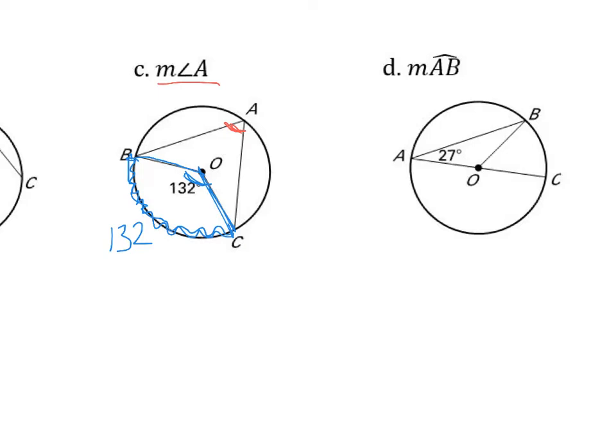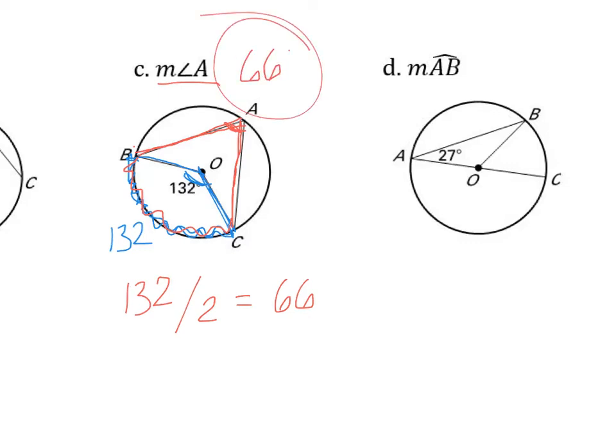Now, as I said, I've got to focus on finding the measure of angle A, which is an inscribed angle. Well, the intercepted arc for angle A is 132. So all I have to do is take that 132 and split it in half to figure out what my angle measure is. So in this case, the measure of angle A is going to be 66.